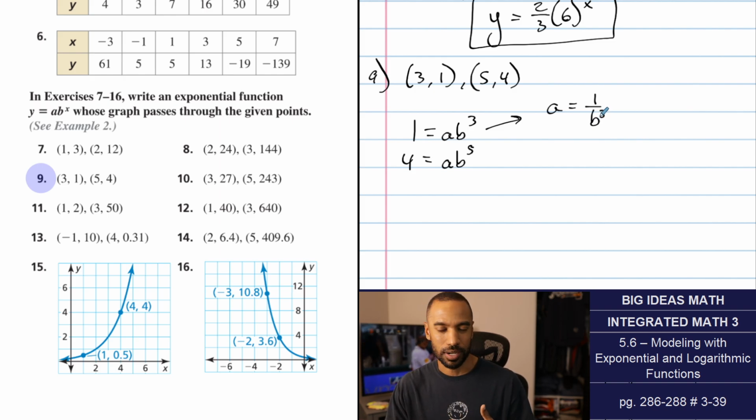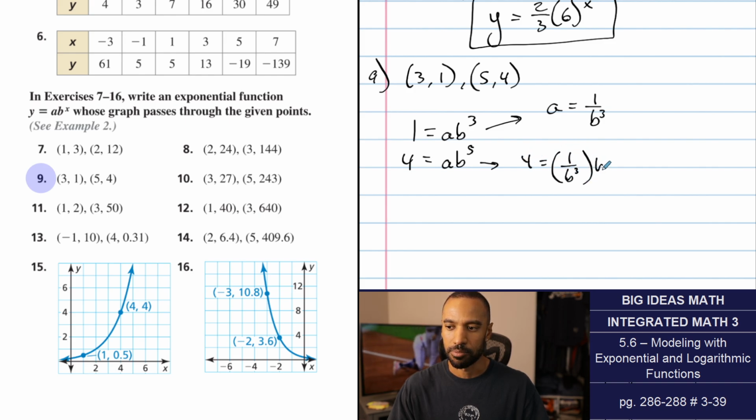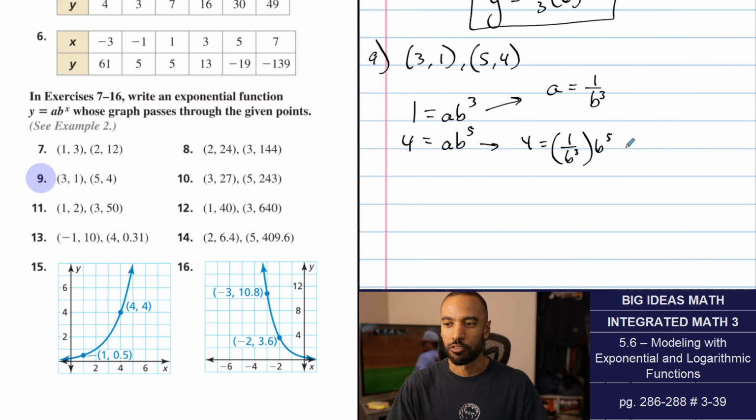I'm going to substitute 2 into here, and then we'll get our a value. So now we're going to first substitute 1 over b cubed into this equation. It has to go in the other one. 4 equals 1 over b cubed times b to the 5th. Let's solve for b given this. B to the 5th over b cubed is b squared. 4 equals b squared. Take the square root of both sides, you get b equals 2.